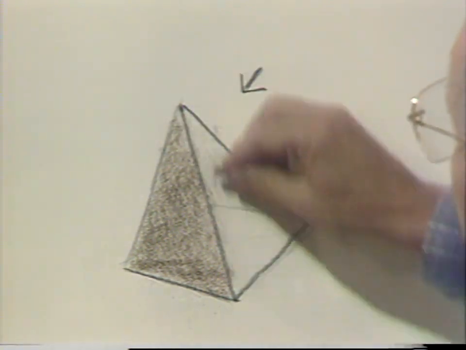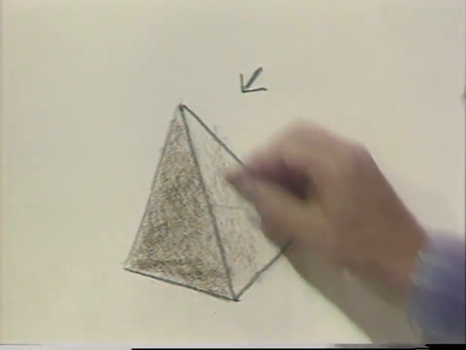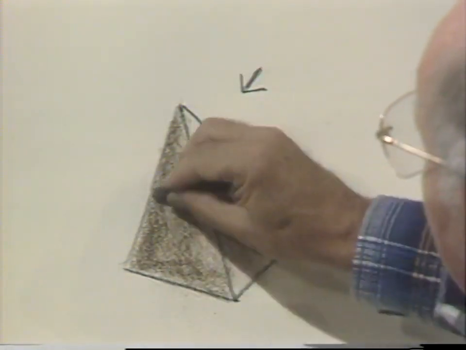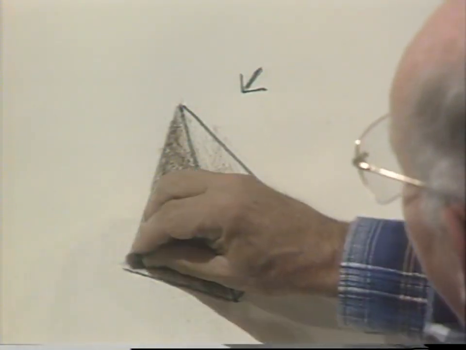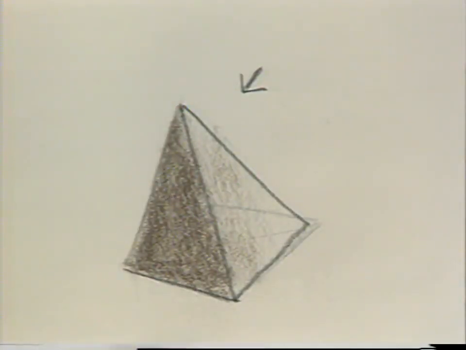to it. But there's no top here because you're looking down on the pyramid. And there's no gradation in the shadow as there is on the cylinder and cone. It's just flat all the way down.